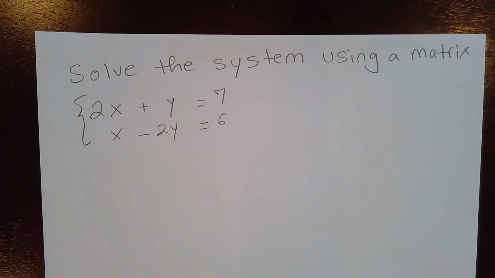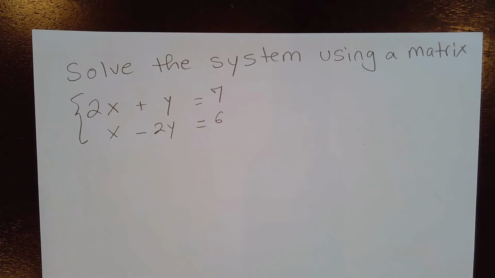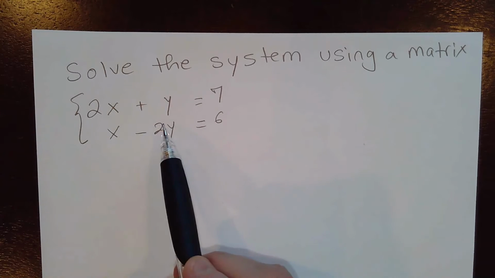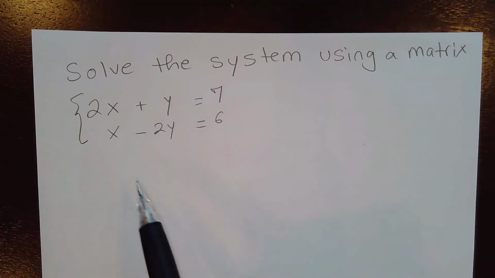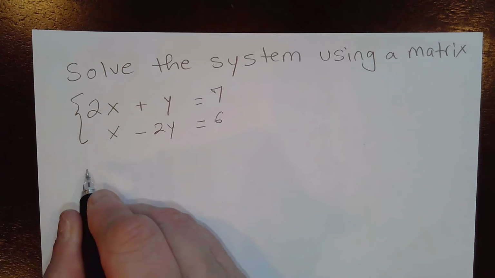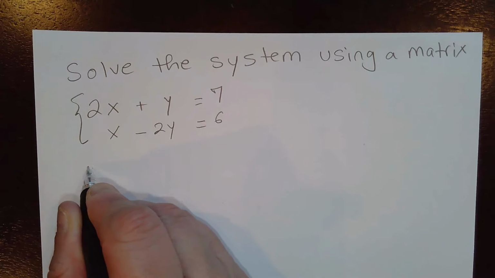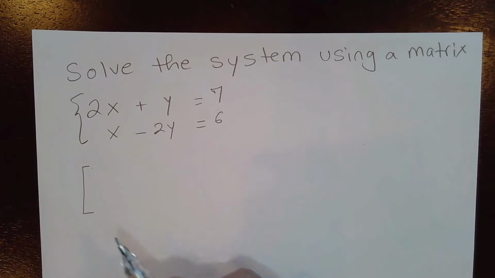Hello everybody, today we're going to solve a system of linear equations using a matrix. We have 2x plus y equals 7, x minus 2y equals 6. Now to solve the system using a matrix, what we need to do is write the augmented matrix for the system first. So let's go ahead and do this.